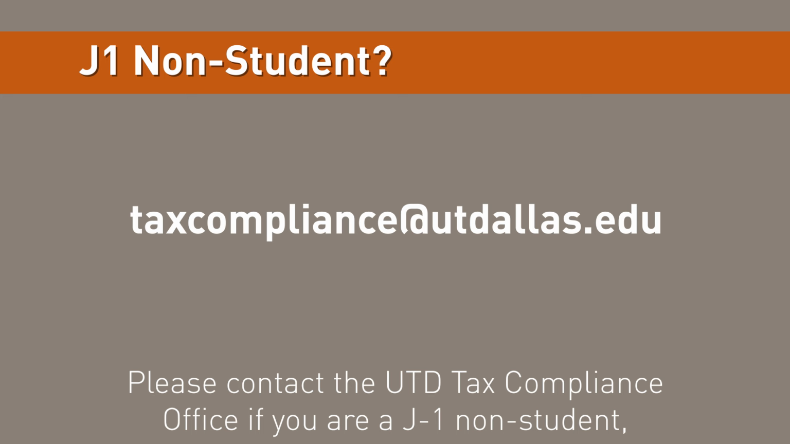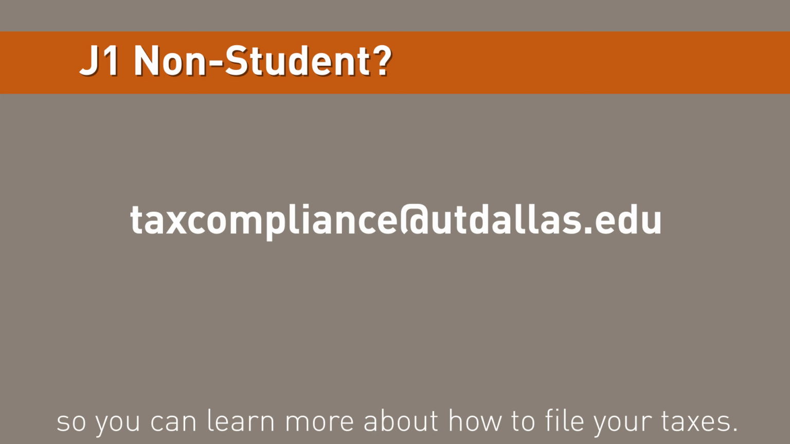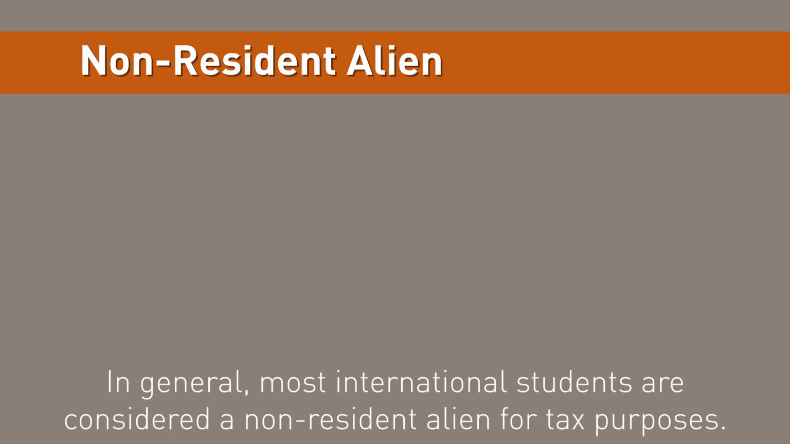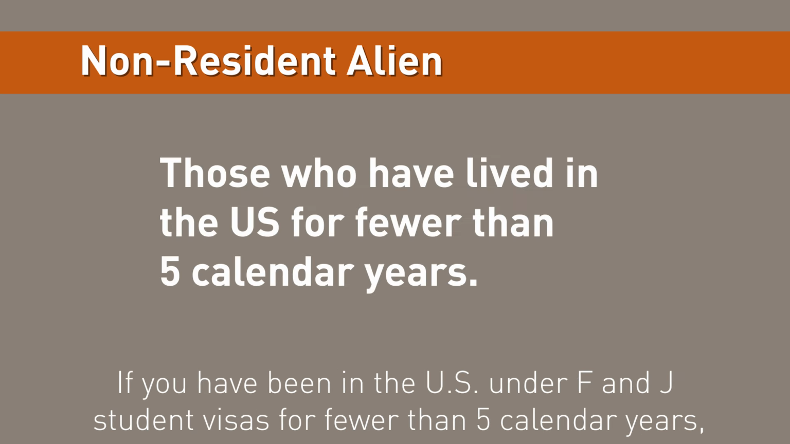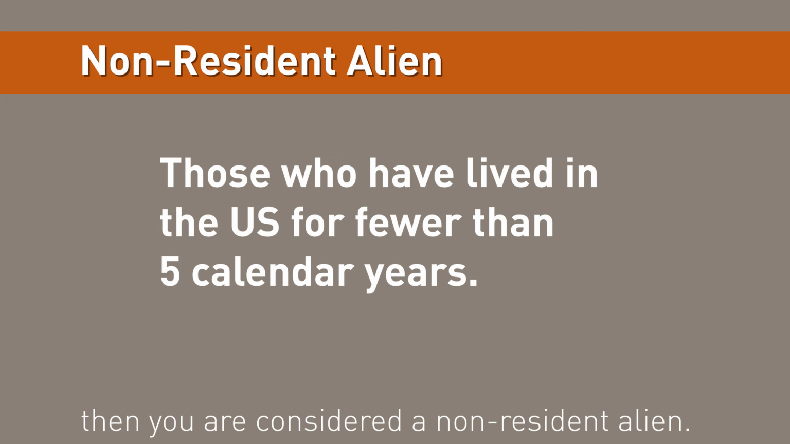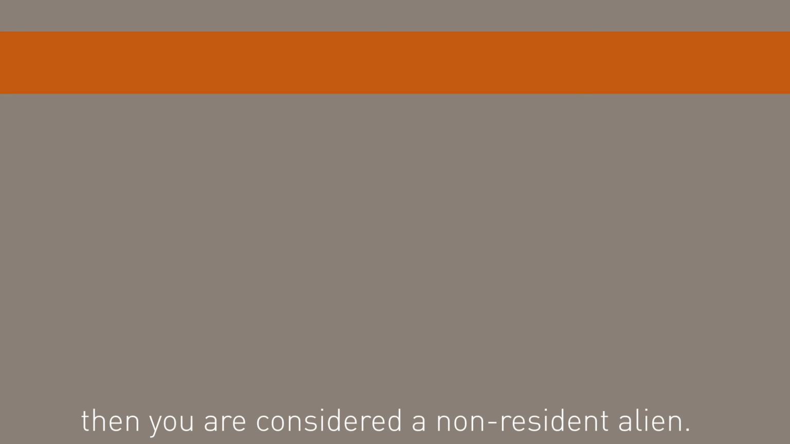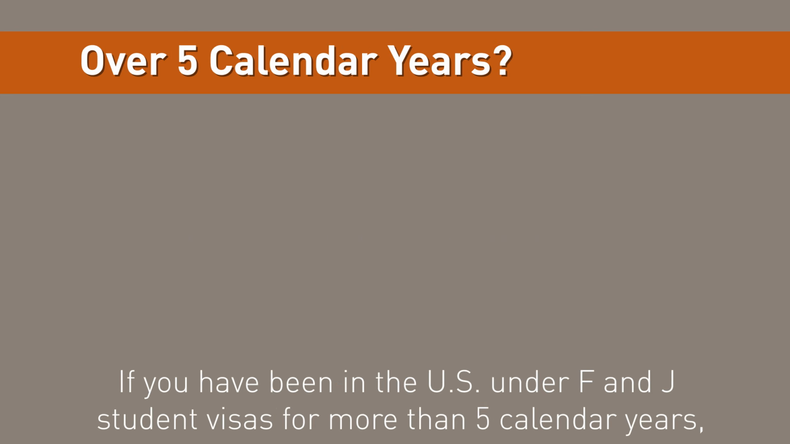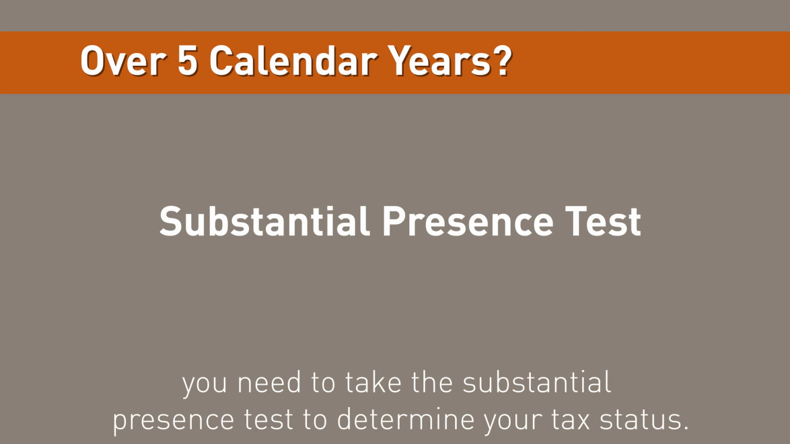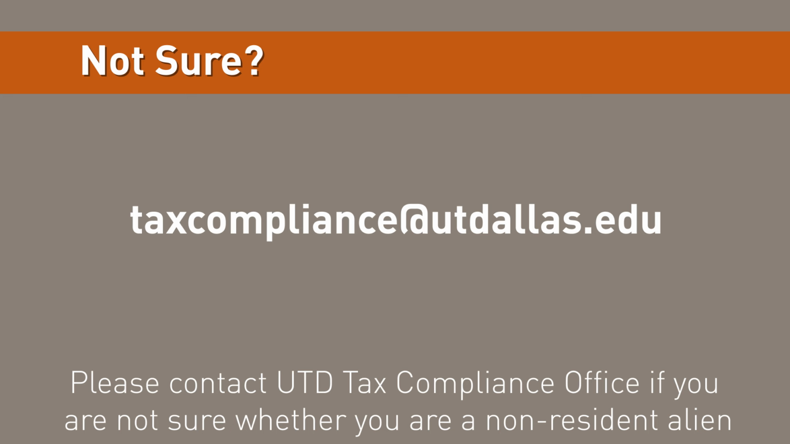Please contact the UTD Tax Compliance Office if you are a J1 non-student so you can learn more about how to file your taxes. In general, most international students are considered a non-resident alien for tax purposes. If you have been in the U.S. under F and J student visas for fewer than 5 calendar years, then you are considered a non-resident alien. If you have been in the U.S. under F and J student visas for more than 5 calendar years, you need to take the substantial presence test to determine your tax status. Please contact UTD Tax Compliance Office if you are not sure whether you are a non-resident alien for tax purposes or not.